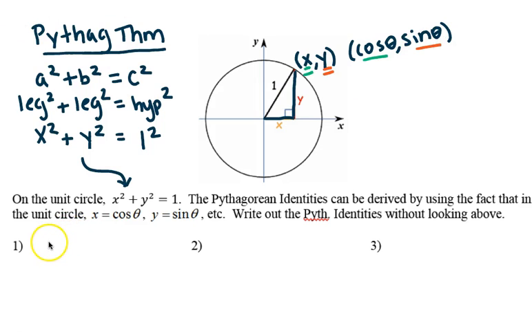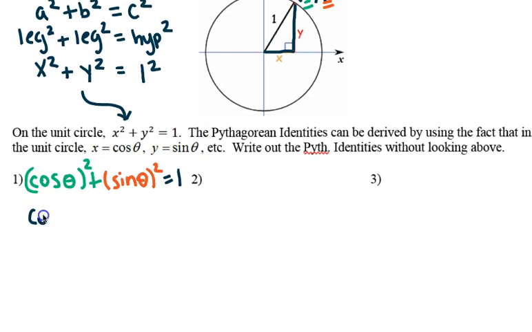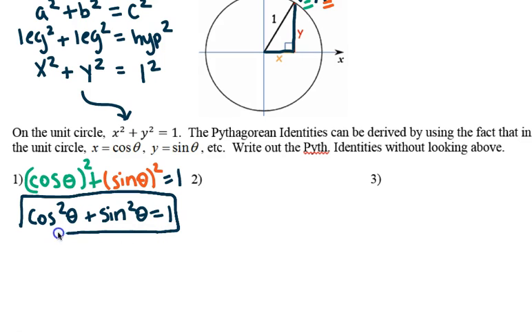Okay. So rather than writing x squared plus y squared equals 1, I'll write cosine of theta squared plus, and then I'll replace y with sine theta squared, and that just equals 1. Okay, so that's where we get our first Pythagorean identity. Cosine squared theta plus sine squared theta equals 1. Okay, so here's our first Pythagorean identity. Now we're going to use that to derive the other two.